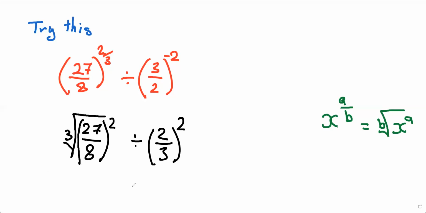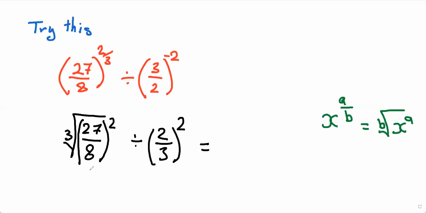What do we do after this? I definitely don't recommend that you square the 27 and square the 8 and then cube root. Do it the other way around by cube rooting these two numbers and then squaring them later, because the numbers become a little bit smaller and it's easier to deal with. So when you're doing a cube root of a fraction, all you need to do is just cube root the top and cube root the bottom.